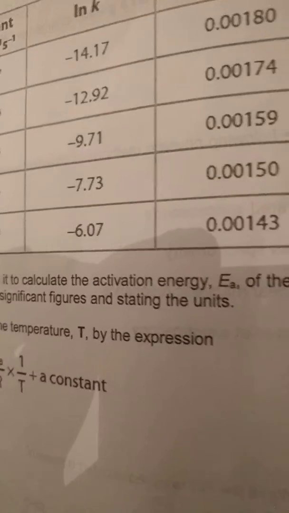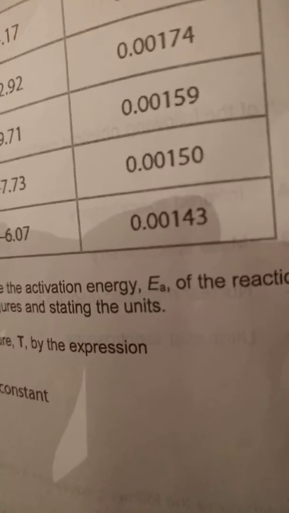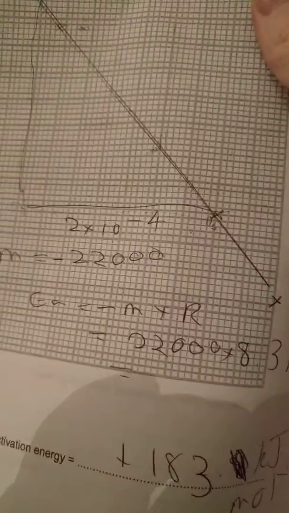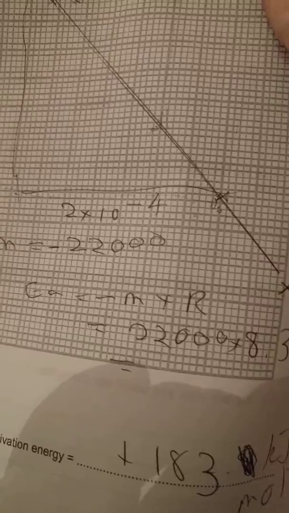7.73, 9.71 for example, 0.00159 for example. I have 3 significant figures. Okay, so to work out my activation energy, I just multiply the gradient by R, the gas constant, and take the negative of that answer.